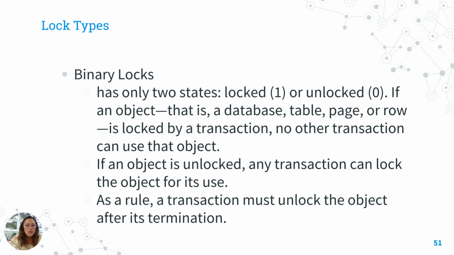As mentioned earlier, when you say binary lock, you only have two states: locked or unlocked, one or zero. When a particular data item is currently being used by a transaction, that data item is locked by that transaction. Only when the transaction has been completed can the data item be released from its lock, or unlocked, and then accessed by another transaction.